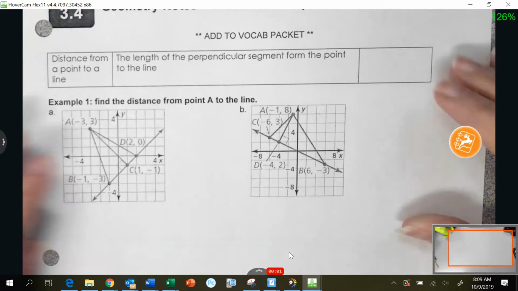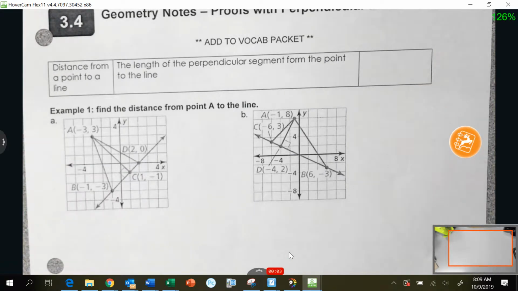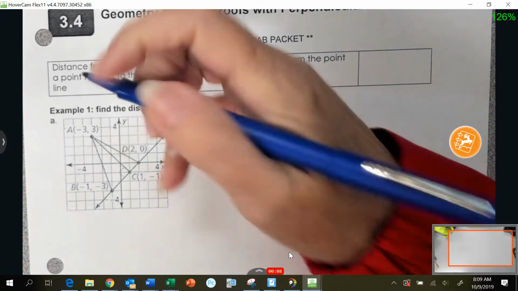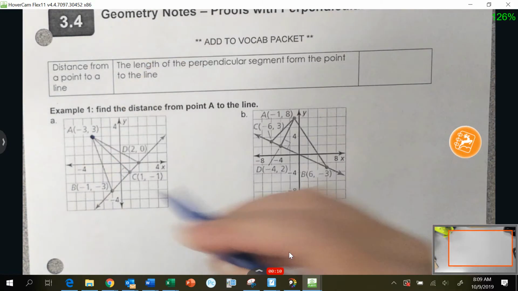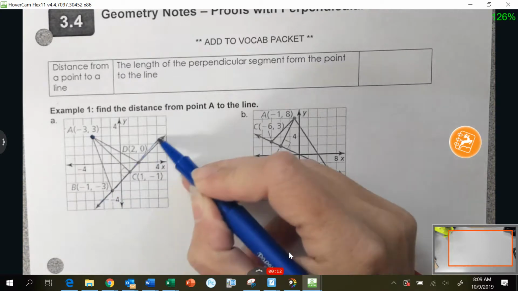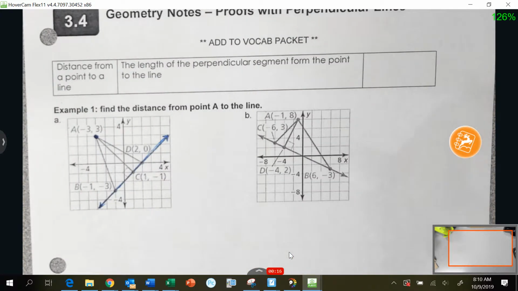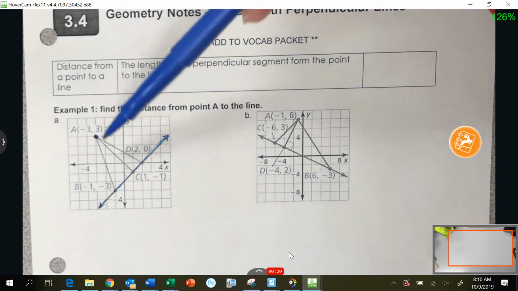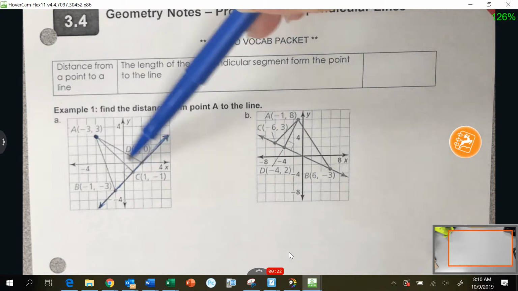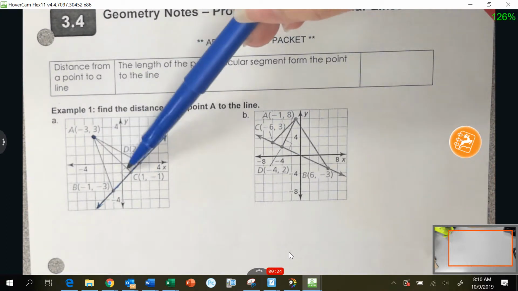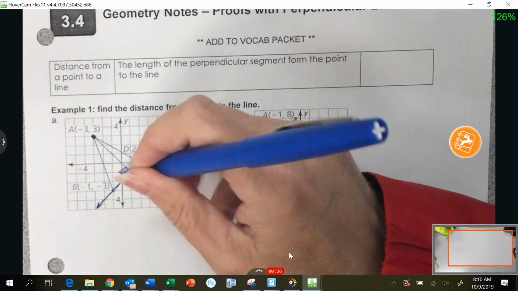All right. We have distance from a point to a line. If we have any point, and we have a given line, the way that you find the distance from a point to a line is you have to go perpendicular, straight to that line. You have to make a segment that is perpendicular to that line.